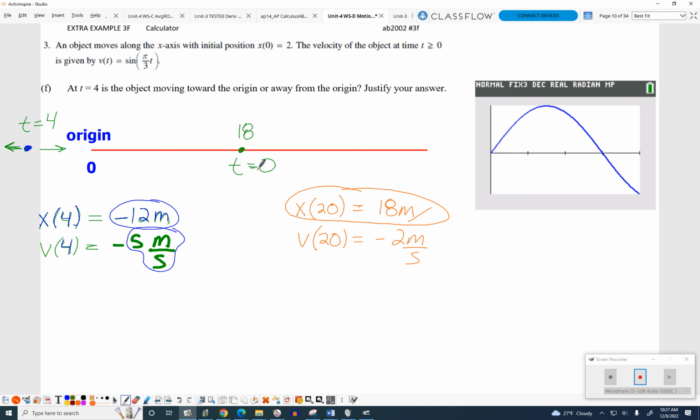Velocity. Is the object stopped or moving, Charity? It's moving. The negative means which way? Perfect. So is it going towards the origin or away? Perfect. How many new? 2 points. 2 more for Charity. Questions?